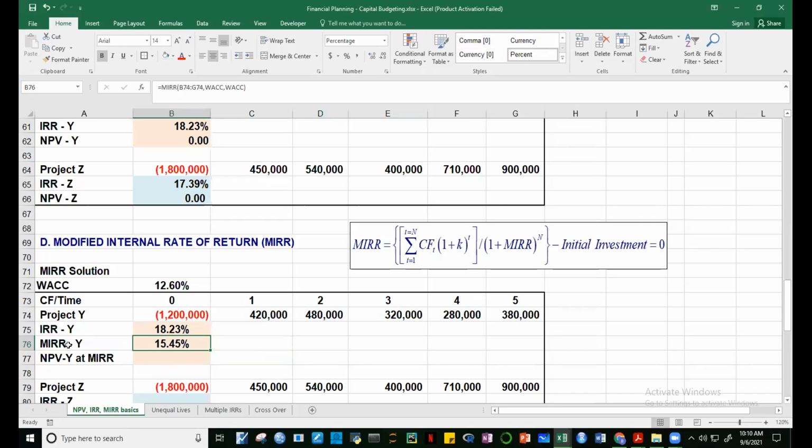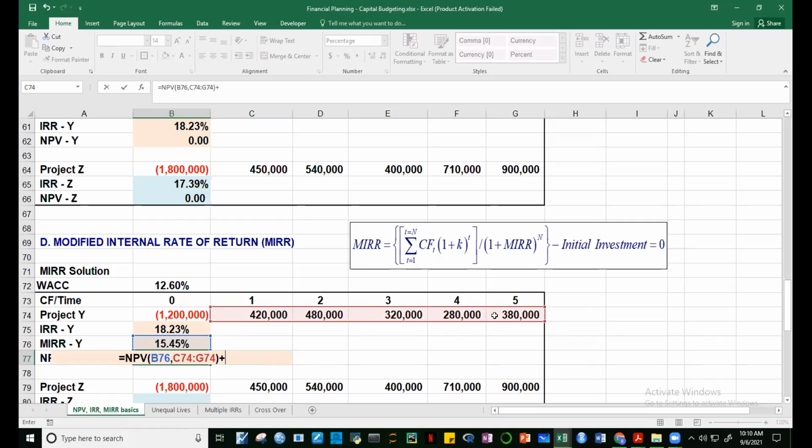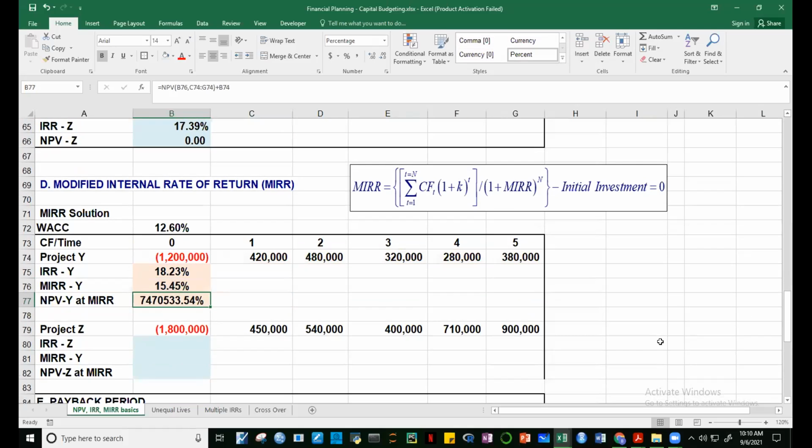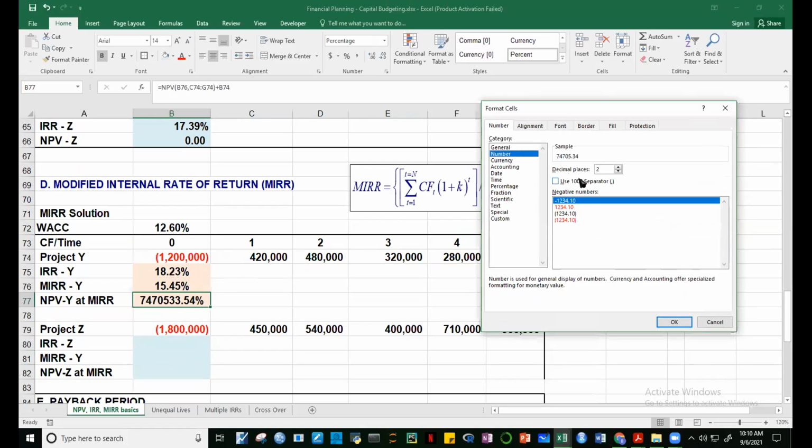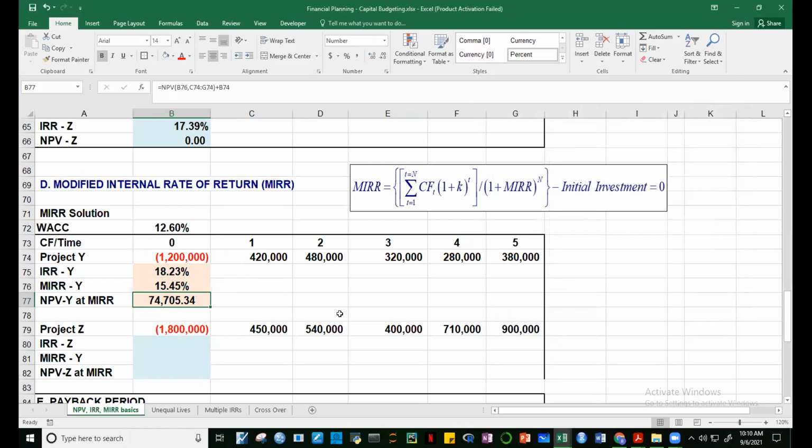So notice guys, magkaiba yung MIRR at saka IRR. The MIRR will be usually lower than your IRR. And let's compute for the NPV. Magkano NPV kung ang gagamitin natin yung MIRR? This one, that will be a rate and then the values plus the initial investment. So that our NPV guys, gawin natin number, control 1, number. Okay, so this is the NPV guys at MIRR.